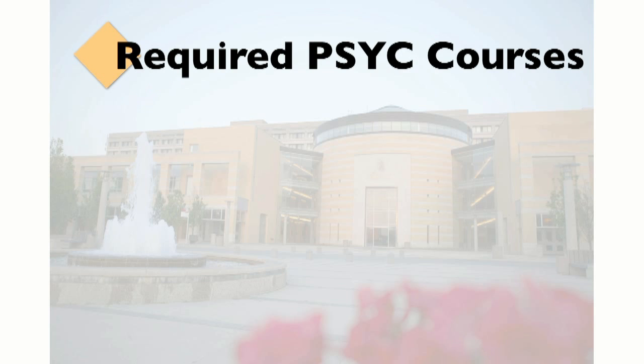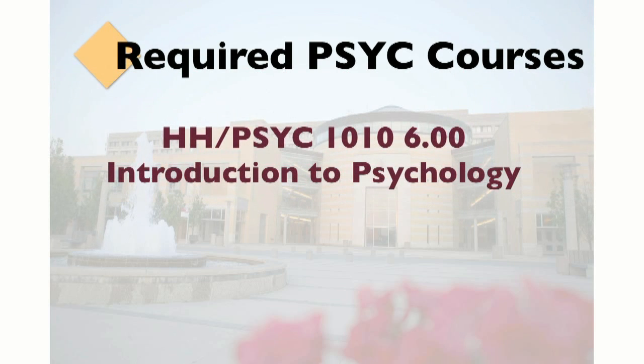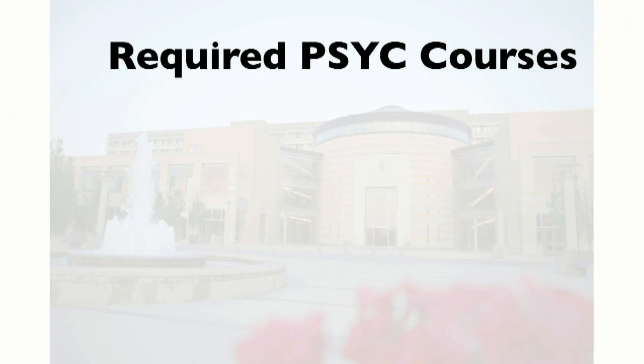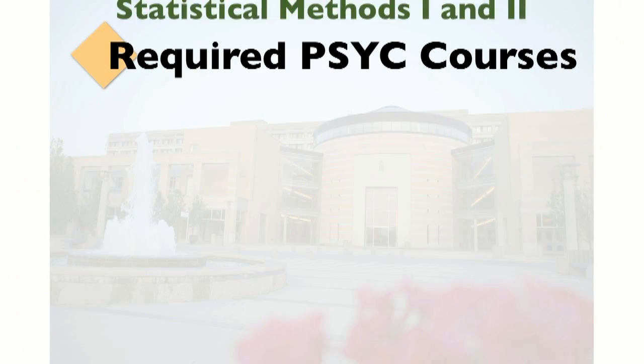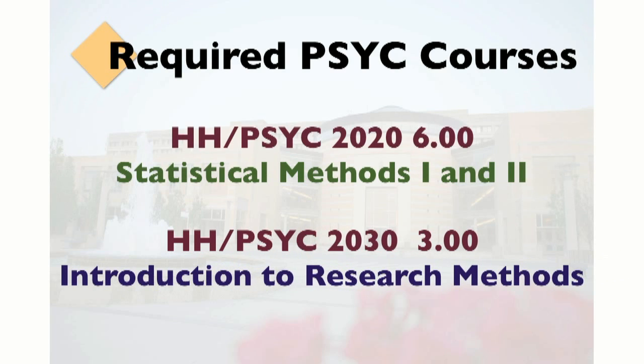As part of the 42 to 54 credits you require for your major, you must complete the following courses: Psych 1010, Introduction to Psychology, and achieve a minimum grade of C. You will also need to take Psych 2020, Statistical Methods 1 and 2, or substitutions, and Psych 2030, Introduction to Research Methods. These core methodology courses will be taken in your second year.